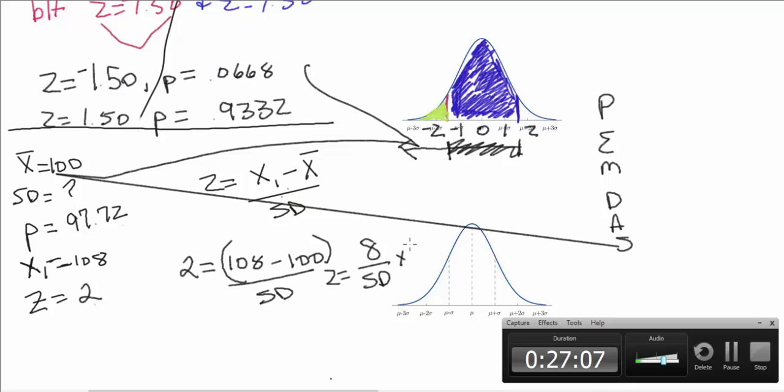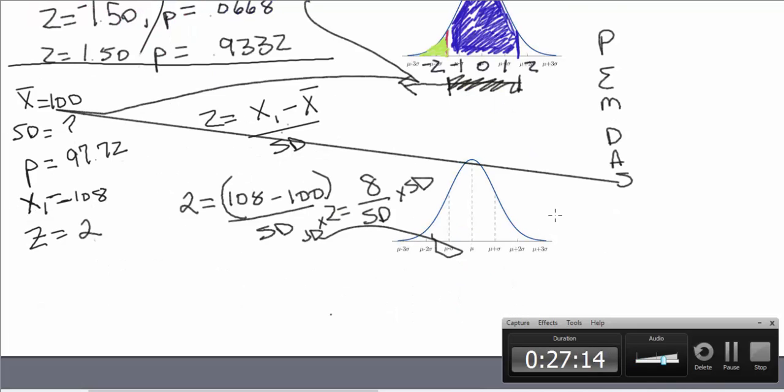To undo this division, we can multiply both sides by the standard deviation. So let me scroll down. So we have 2 times the standard deviation equals 8. If we divide both sides by 2, that will leave us with our standard deviation by itself. And we know our standard deviation is 4.